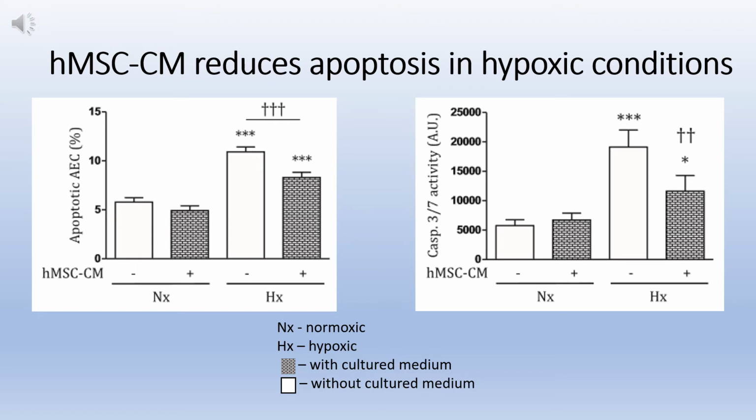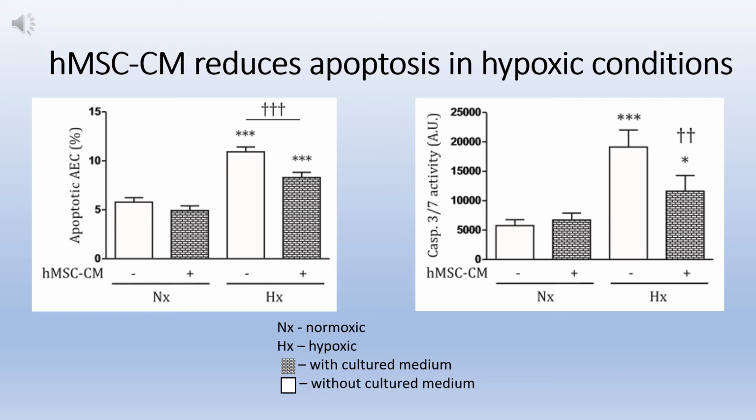Next, it is important to compare the two treatments under hypoxic conditions. So we'll be looking at the right-hand side of this figure. We see a significant decrease in the percentage of cells undergoing apoptosis after 24 hours when the human mesenchymal stem cells are present. This shows a protective feature of the human mesenchymal stem cell cultured medium, that it decreases the amount of cells undergoing apoptosis when they are under hypoxic stress.